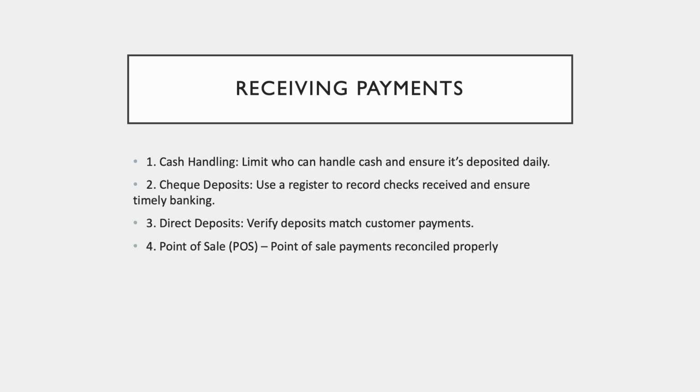Now, let's talk about receiving payments. Payments can come in as cash, checks, or direct deposits. Each method requires different controls. For example, cash needs to be handled carefully to prevent theft, while checks need to be deposited promptly. Direct deposits should go straight into the company's bank account.